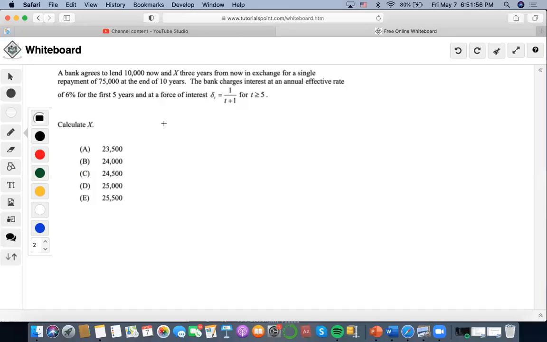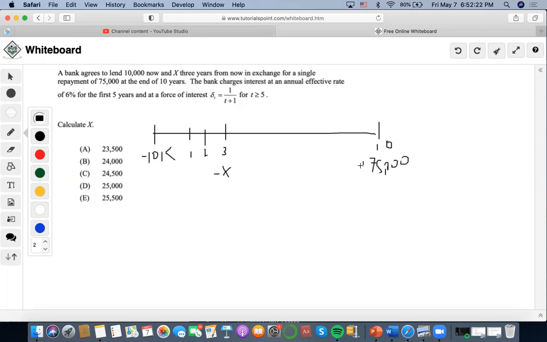Hi, so for this one, it says that a bank agrees to lend $10,000 now and X at 1, 2, 3 years from now in exchange for a single repayment of $75,000 at the end of 10 years, right? Now, it also says that the bank charges interest at an annual effective rate of 6% for the first 5 years, okay?